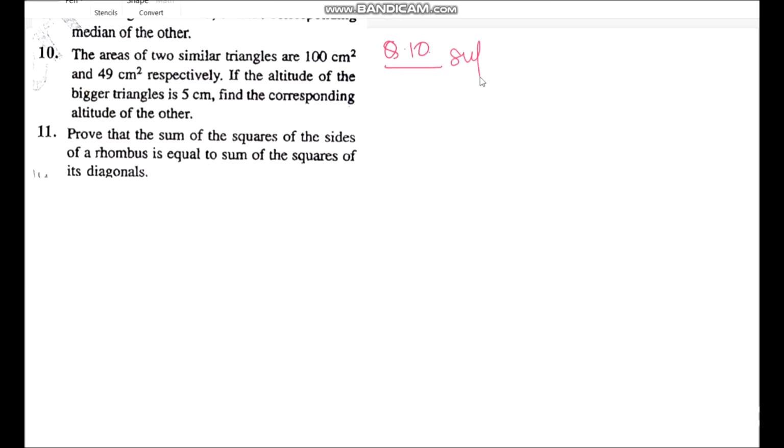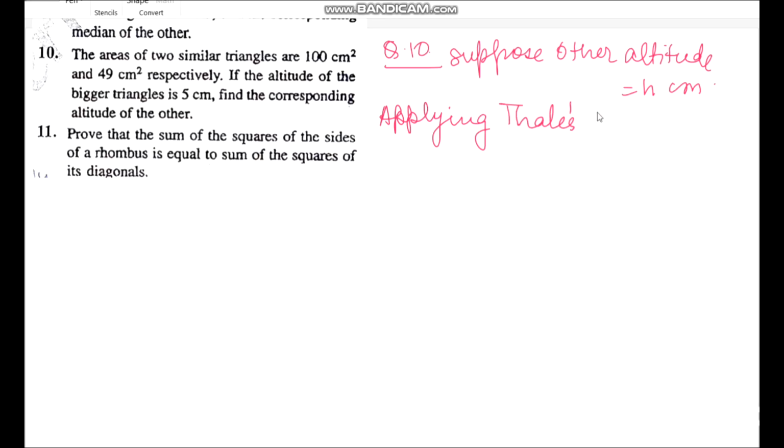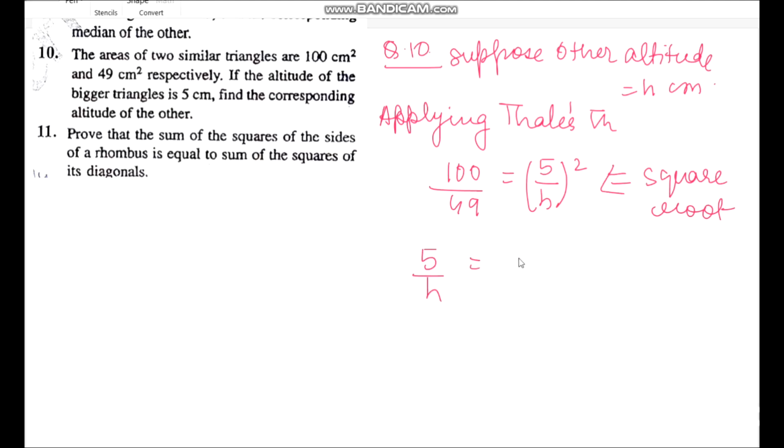Suppose the other altitude is equal to h centimeter. So applying Thales theorem, what I will get is 100 upon 49 is equal to 5 upon h whole square. So I will take the square root on both sides. So I will get 5 by h is equal to the square root of 100 upon 49. So I will get 10 by 7 only.